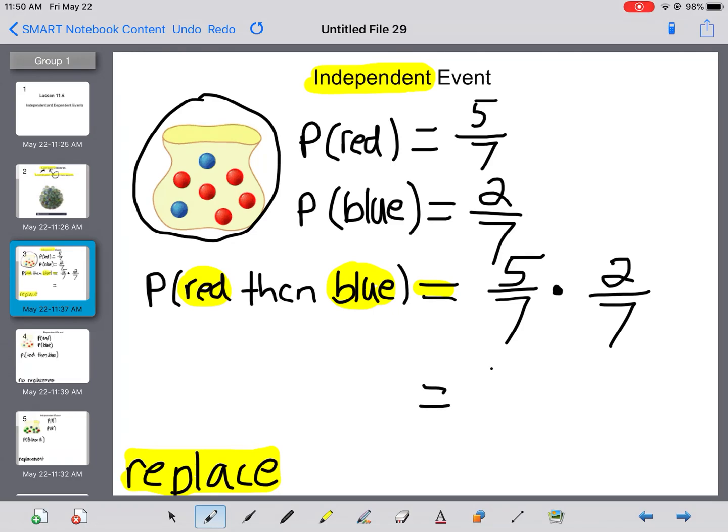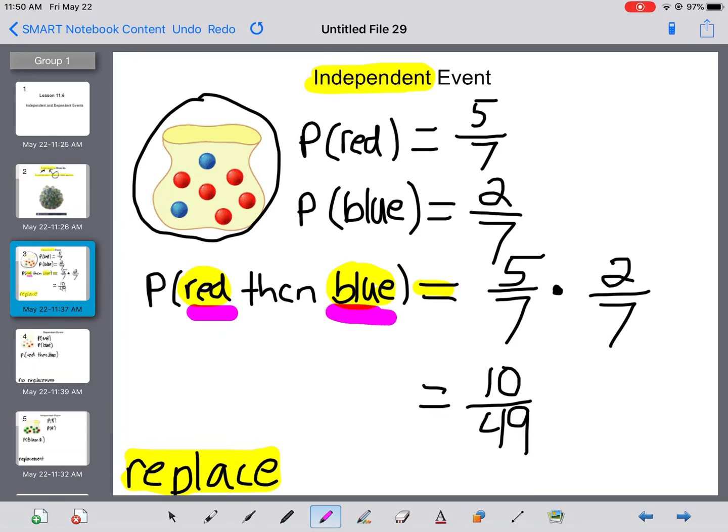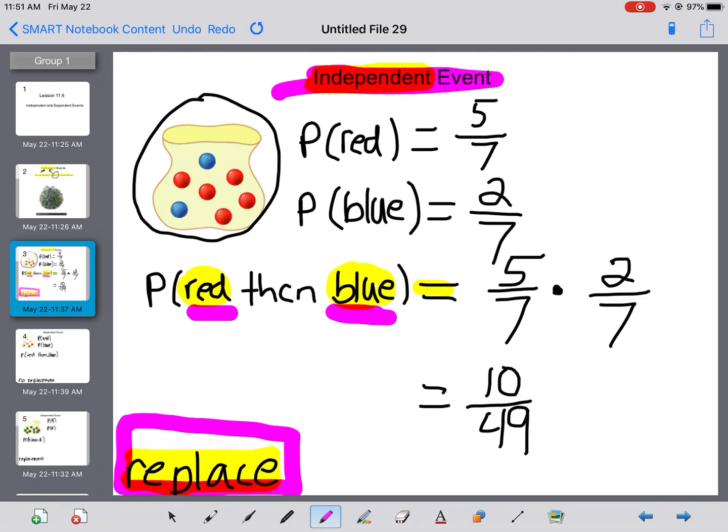You should remember when you multiply fractions, you multiply the top and you multiply the bottom. So we do 7 times 7 is... I'm blanking out here. Yep, no, 49, sorry. So we get 10 49ths. So the probability of you pulling out a red and then a blue, where we replace the marble in between, is 10 out of 49. That's, again, theoretical probability.